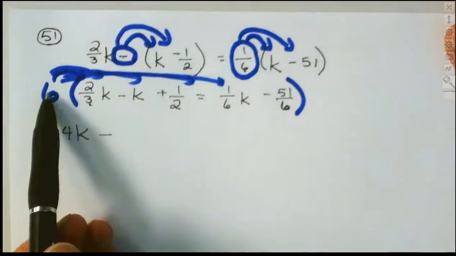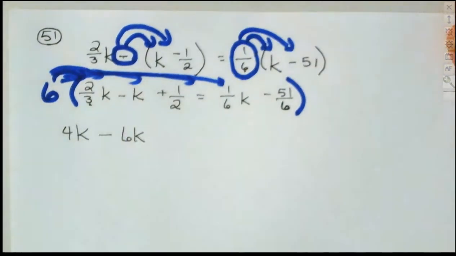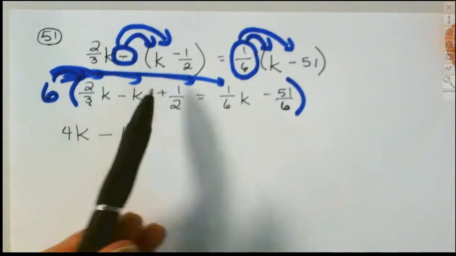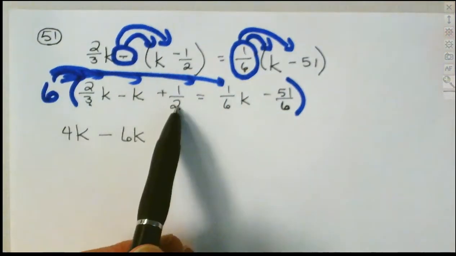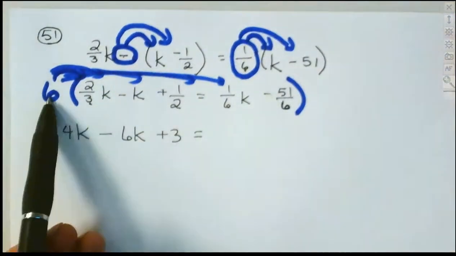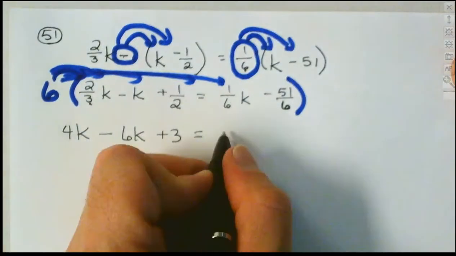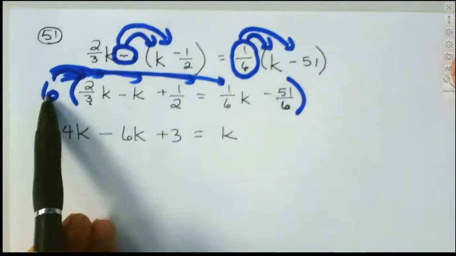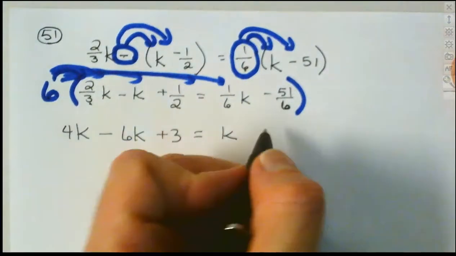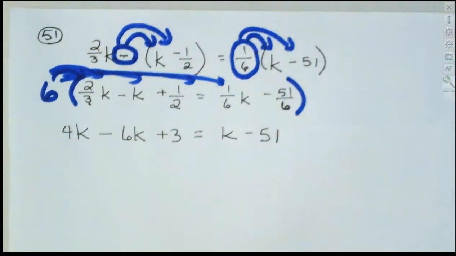Negative will come down. So 6 times a negative k, well, that just makes it a minus 6k. Next, 6 divided by 2, 3 times 1 makes it a 3. Next, 6 divided by 6 is 1 times that k makes it k. 6 and 6 cancel. That leaves you then with a negative 51. Very simple once the fractions are gone.